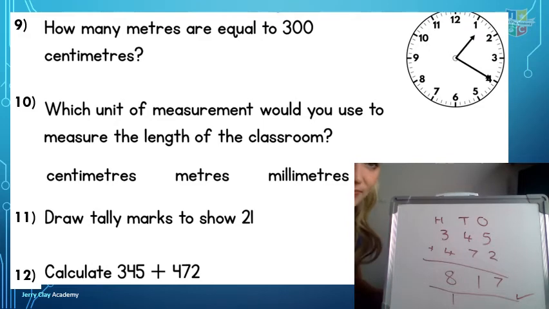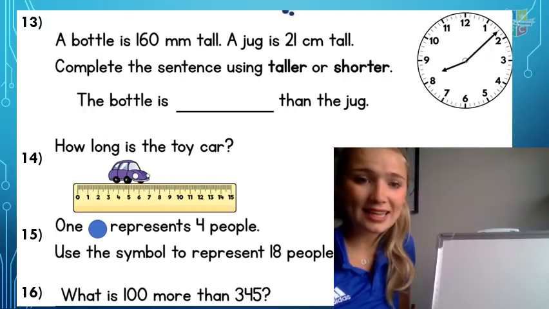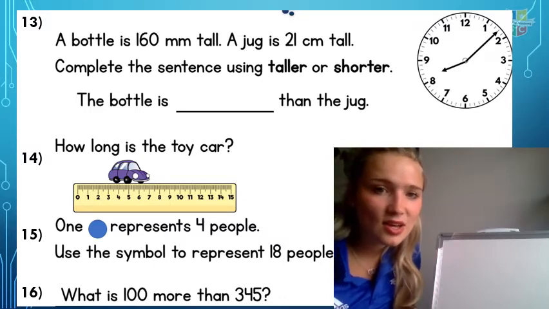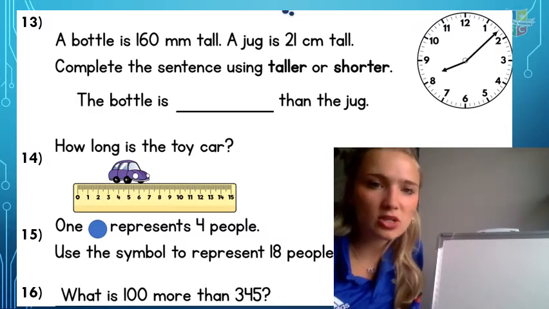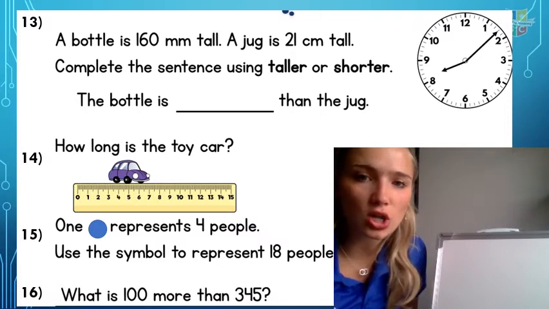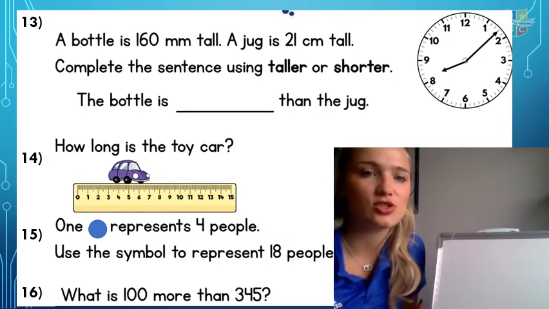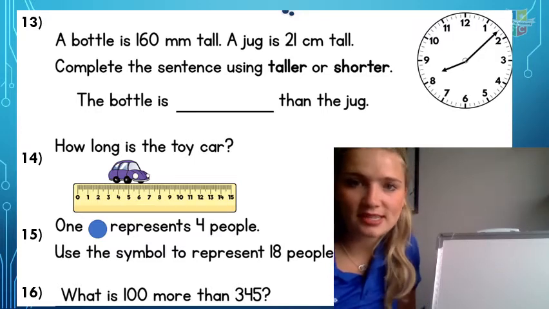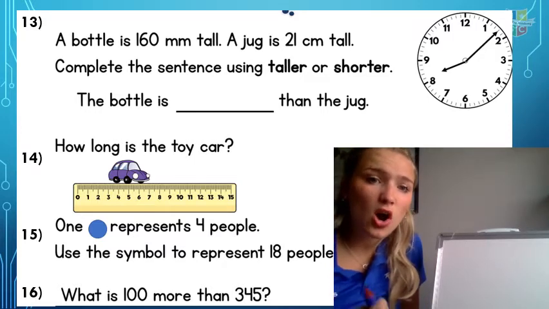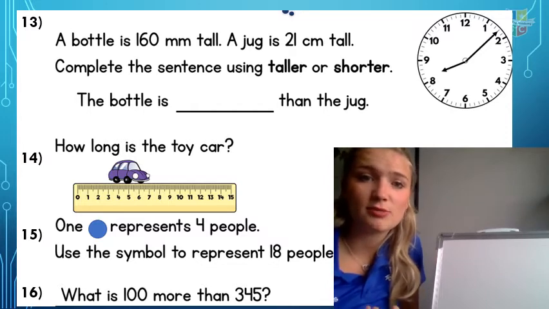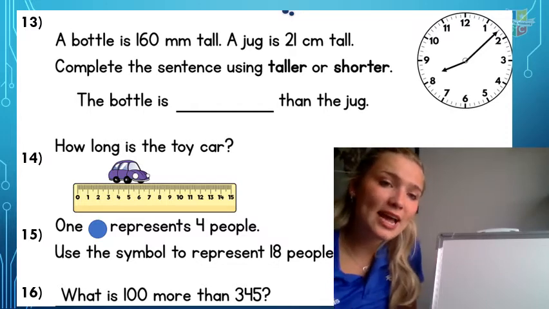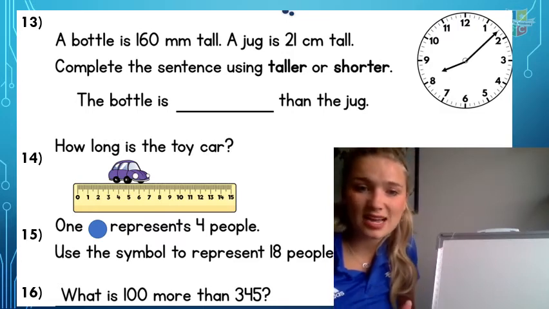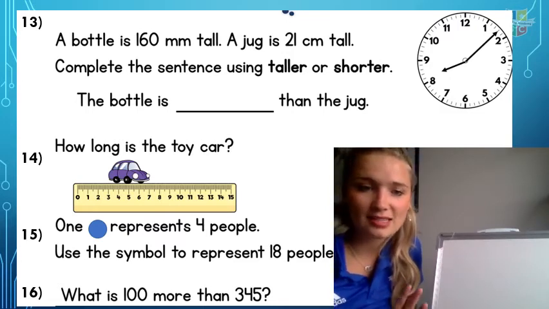Okay, I'd like you to have a go at doing these ones now. So tell me the time on the clock, look at where the minute hand is. Then reading number 13, a bottle is 160 millimeters tall, a jug is 21 centimeters tall. Complete the sentence using taller and shorter. So you might have to do some converting there to put them all into millimeters or all into centimeters to see which one's going to be taller and shorter. Number 14, how long is the toy car? You need to see where it starts and where it finishes, so think about that.